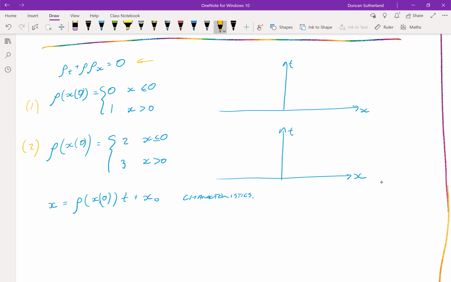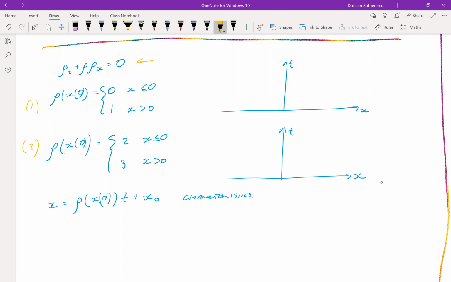We know that we're on characteristics where x is a function of t, and at the initial condition t is 0, so we can write this as a function of x naught, if you like. So our characteristics are these straight lines, rho at x naught times t plus x naught. Our next task is to sketch these characteristics. So I'm going to do that sketch on the axis over here.